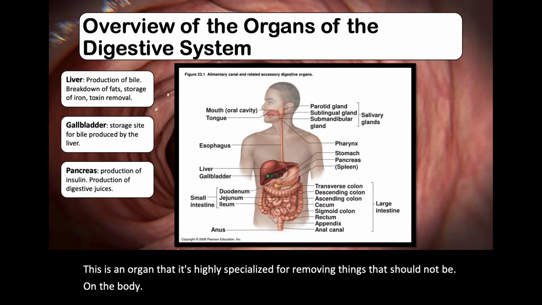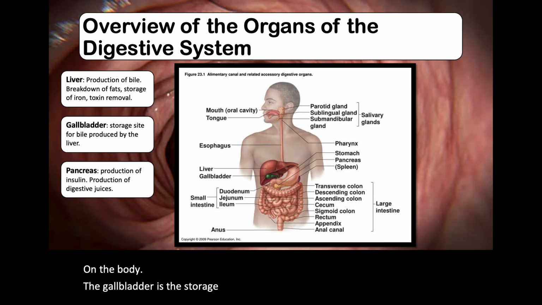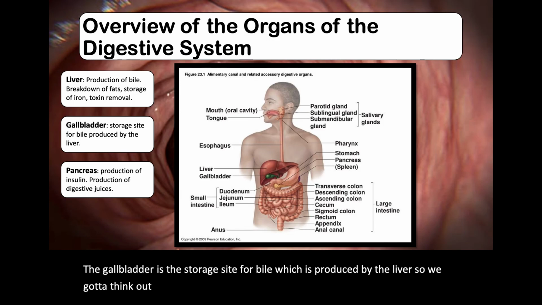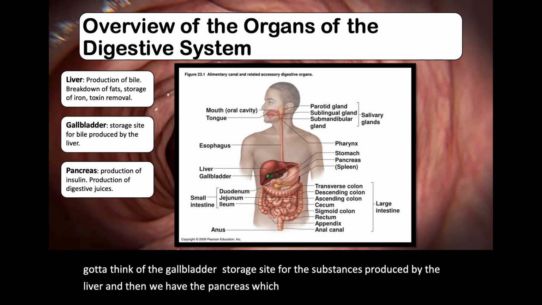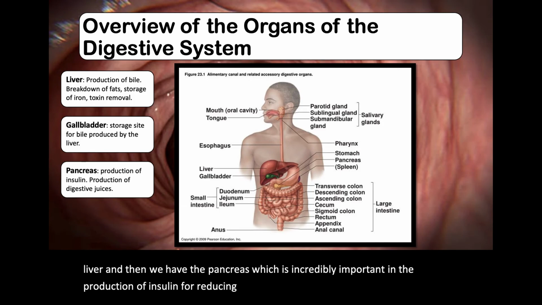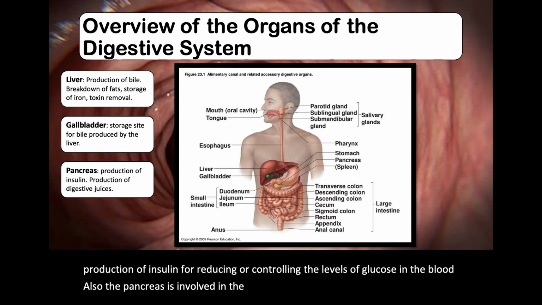The gallbladder is the storage site for bile, which is produced by the liver. So we got to think of the gallbladder as a storage site for the substances produced by the liver. And then we have the pancreas, which is incredibly important in the production of insulin for reducing or controlling the levels of glucose in the blood. Also, the pancreas is involved in the production of digestive juices.